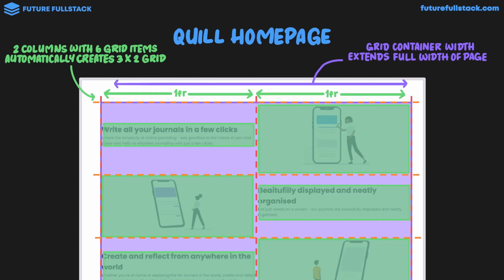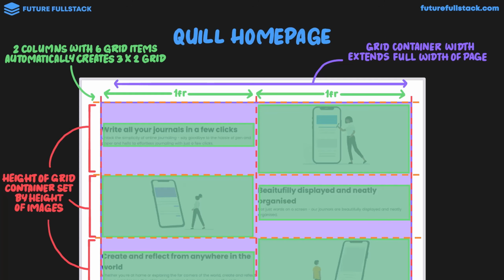Now, one thing I want you to notice is that our text grid items have a different height to our images. So the height of the grid container is set by the height of the images. That's because in each row, the image has a larger height compared to the grouped text. So the image grid item is setting the height of each row, which means that the height of the entire grid container will be the sum of the heights of the images.